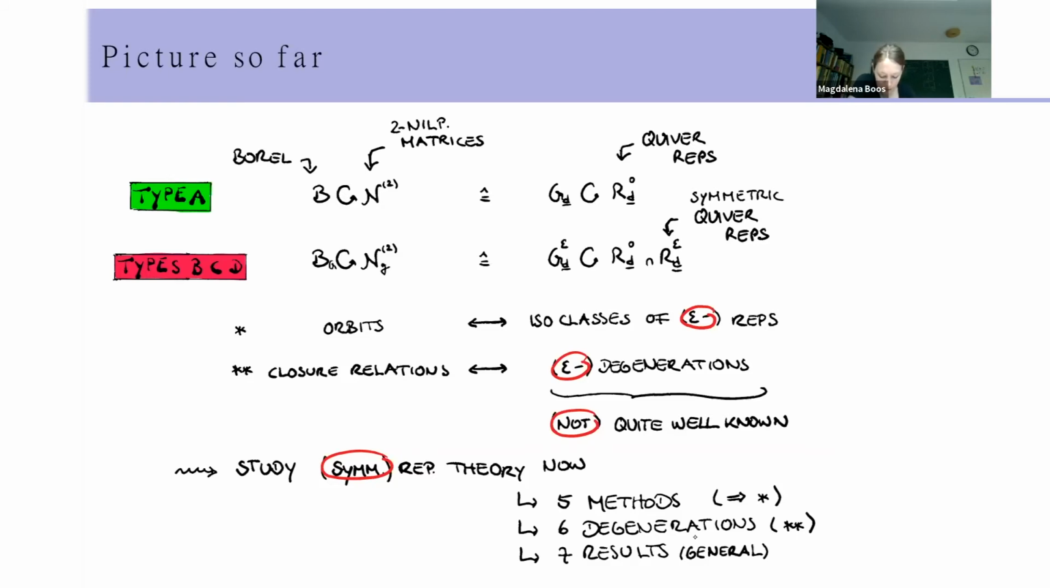And now we study representation theory and symmetric representation theory in order to answer our questions. So we start with methods. This will answer the first question about orbits right away. Then we look at degeneration. What describes our closure relations? What do we know about them? And what did we find out? And then in the end, results.